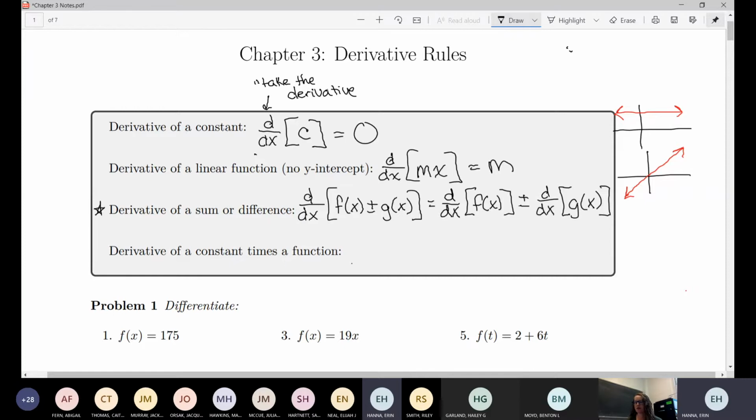And then if you have a constant times a function, so say you want to take the derivative of some constant k times some function f of x, essentially the constant can come out front and then we just take the derivative of the function. You'll hear me say a lot of the times that the constant comes along for the ride. It just tags along and we just have to worry about the derivative of the function.